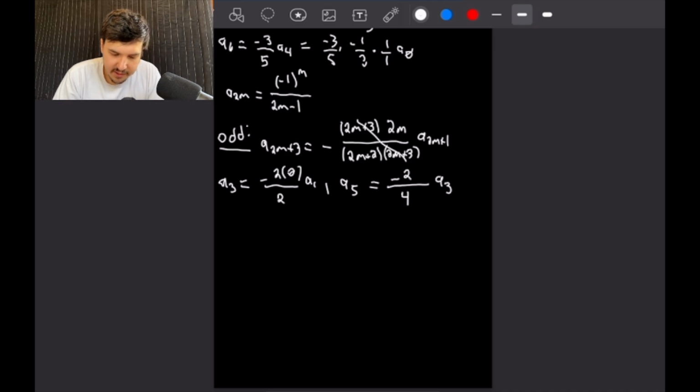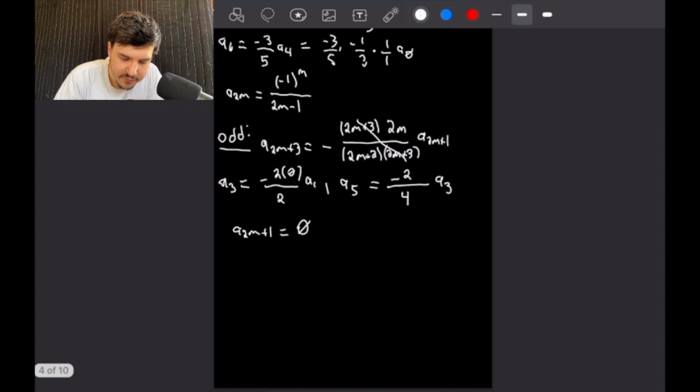But you can see when we plug in our value for our a sub 3, it will cancel out all of the successive coefficients for our odds. So this means that a sub 2m plus 1 is simply equal to 0. Great. So now we can put these even and odd terms together to come up with our solution to this differential equation.